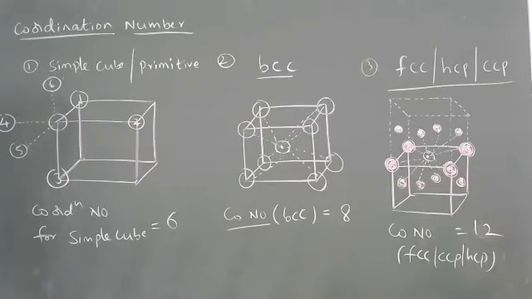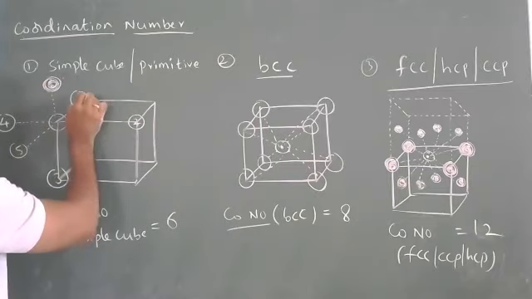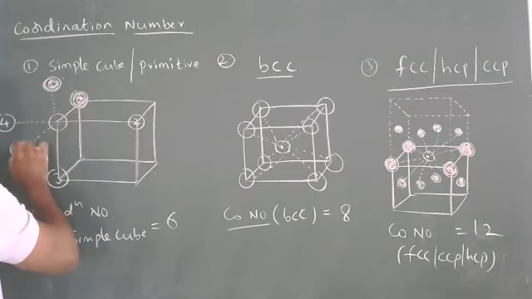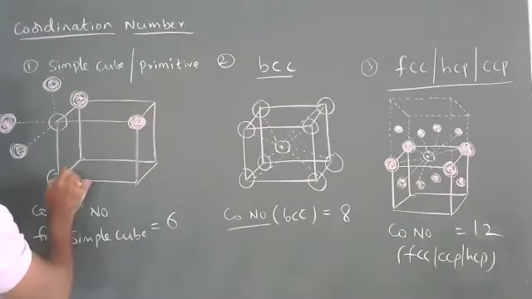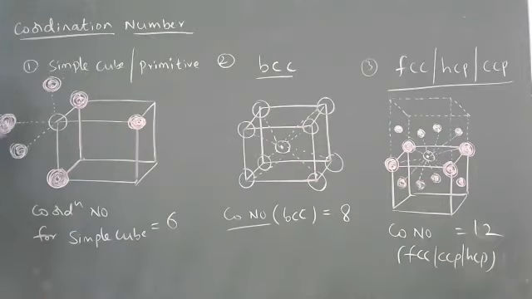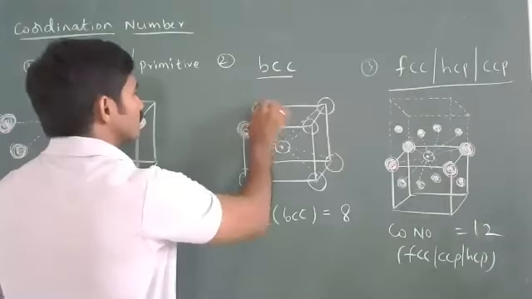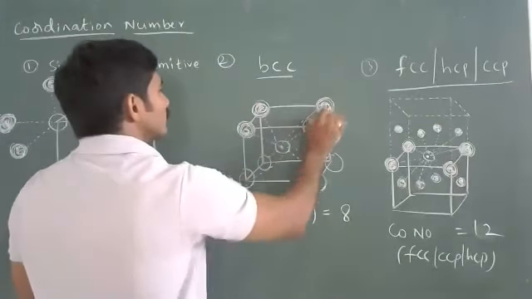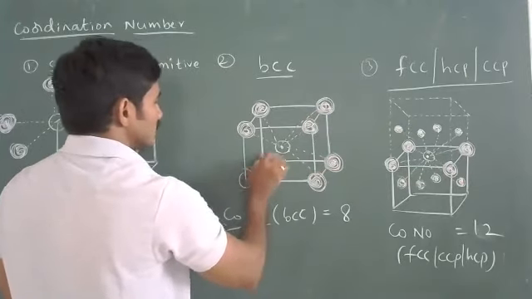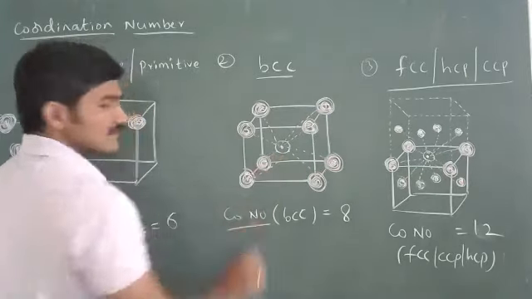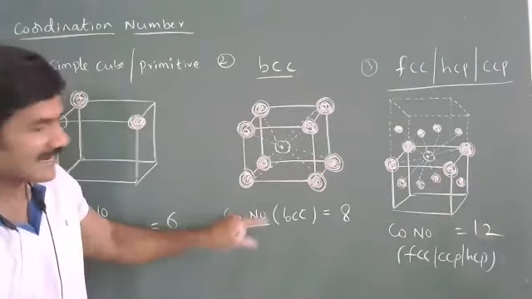Is it clear? So touching atoms make a circle. This atom will touch 8. 1, 2, 3, 4, 5, 6, 7, 8. 8 atoms will be touched by this.